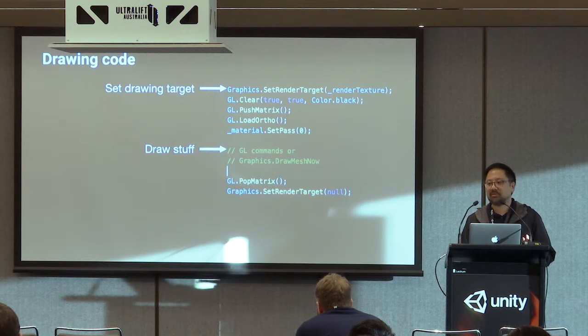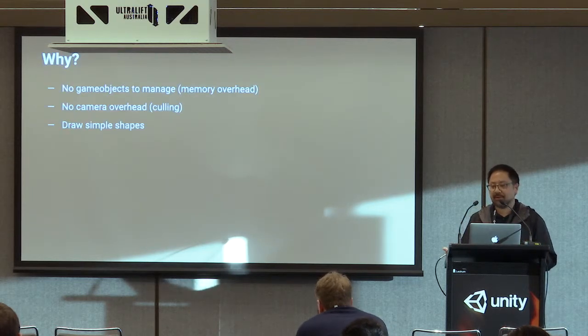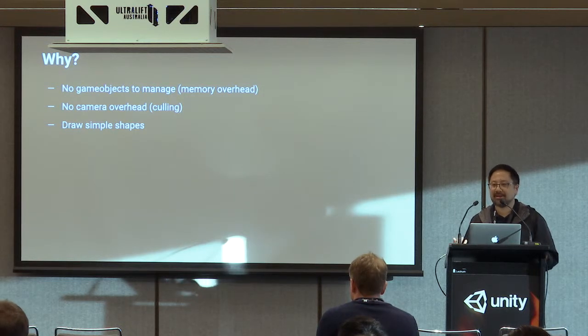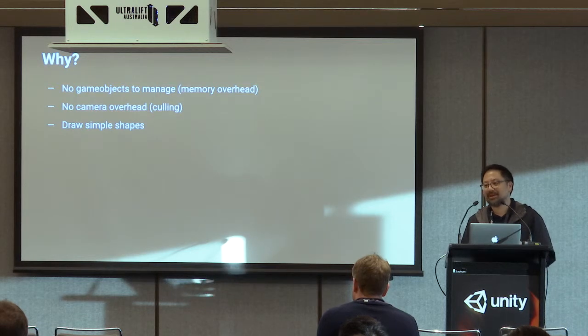And this is perfect for drawing 2D shapes and things like that. As I mentioned before, there are no game objects to manage, no camera overhead. I think there's another talk talking about that a bit. And it's perfect for drawing simple shapes. If you've used SetPixel and GetPixel and things like that, you know it's kind of slow. So think of this as a GPU way to render into a render texture.